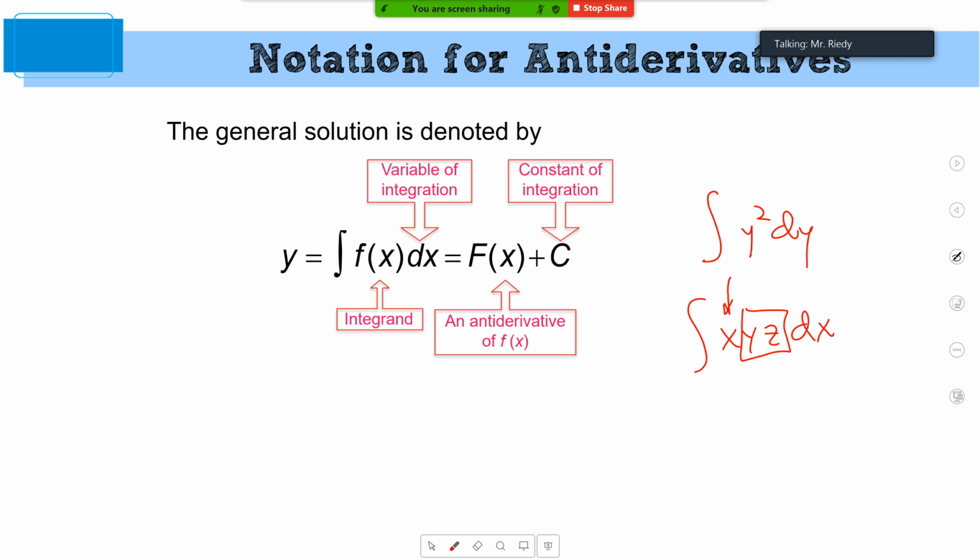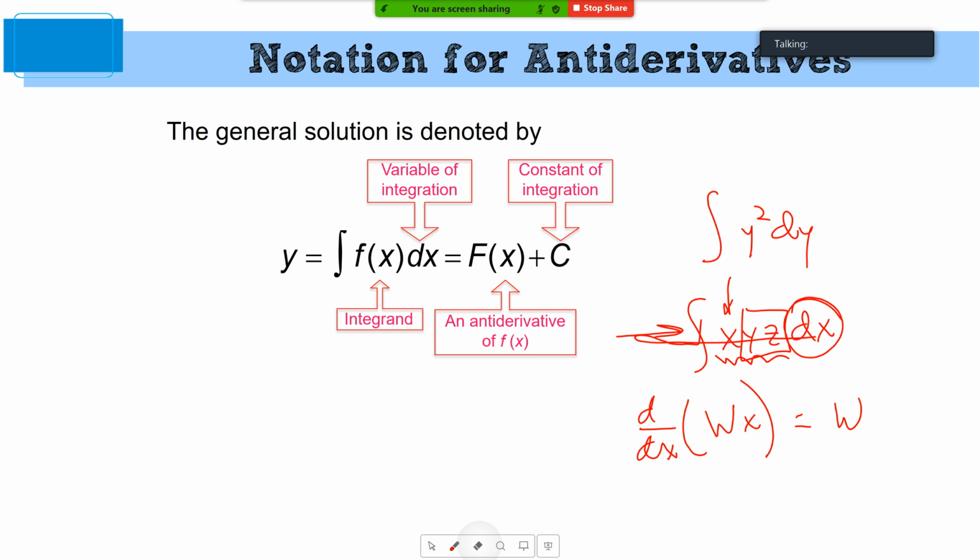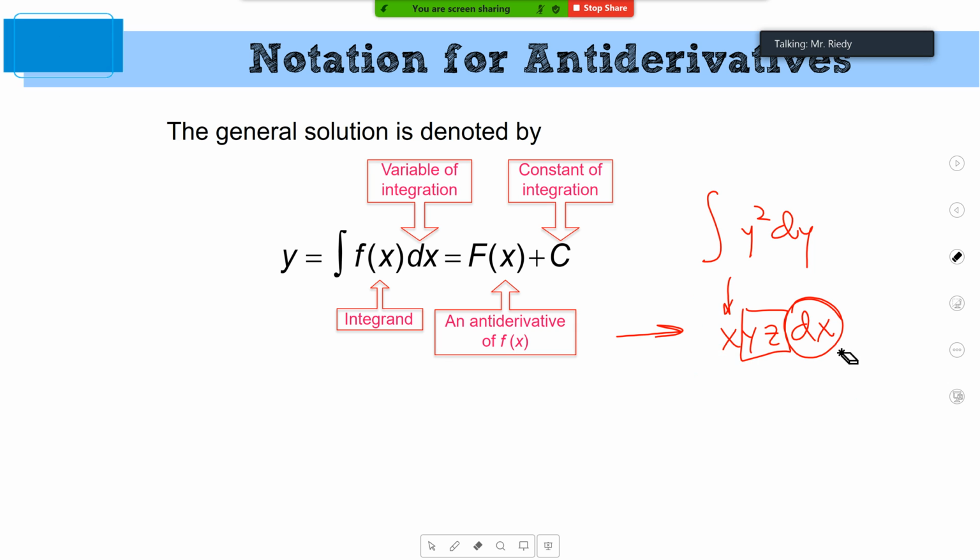Okay, and it's similar to what we did before when we were taking, let's say, the derivative of wx with respect to x. So the derivative with respect to x of this would just be w. The same thing is true here. Here we're taking an antiderivative of this mess with respect to x, where x is my variable. Does that answer your question? Yes. Good. Anybody else before we move on?